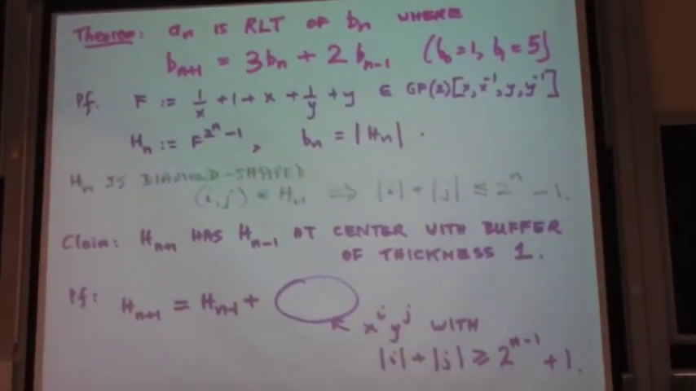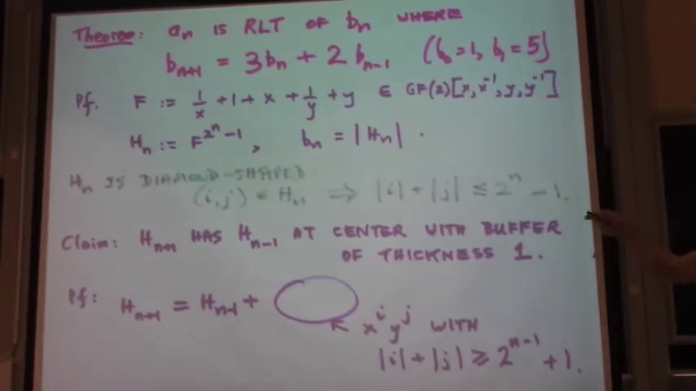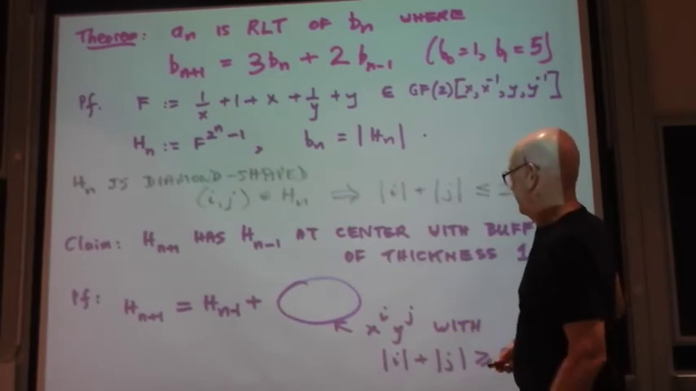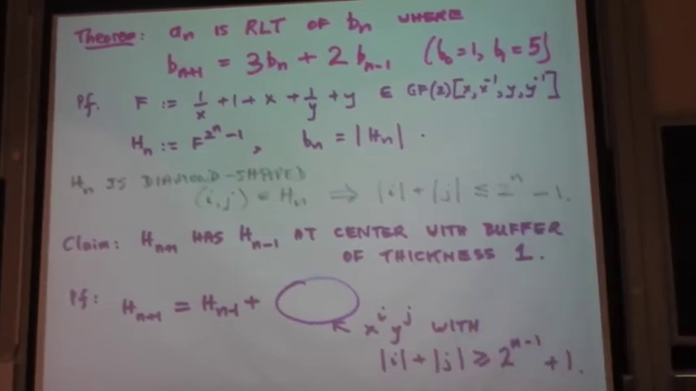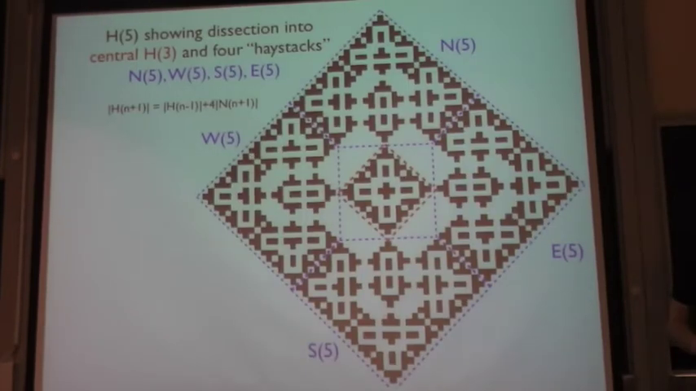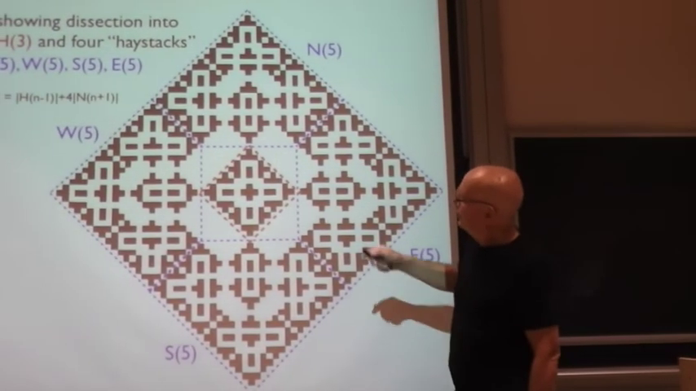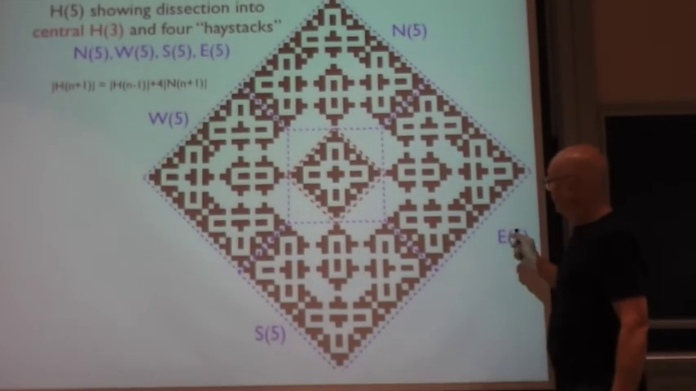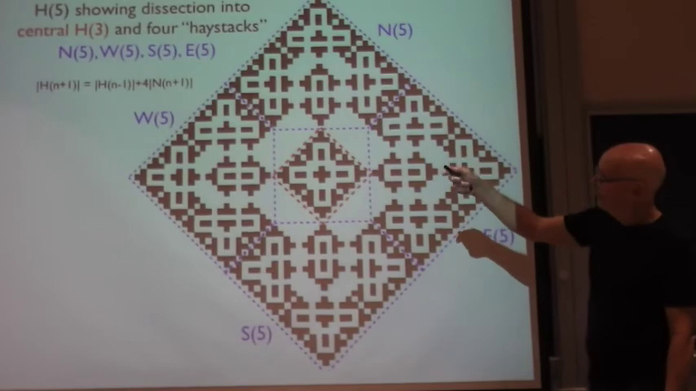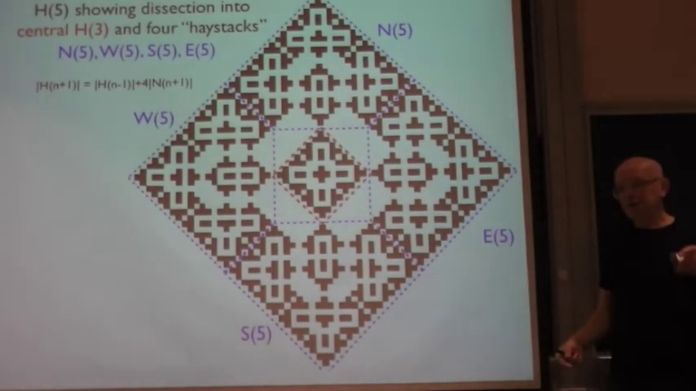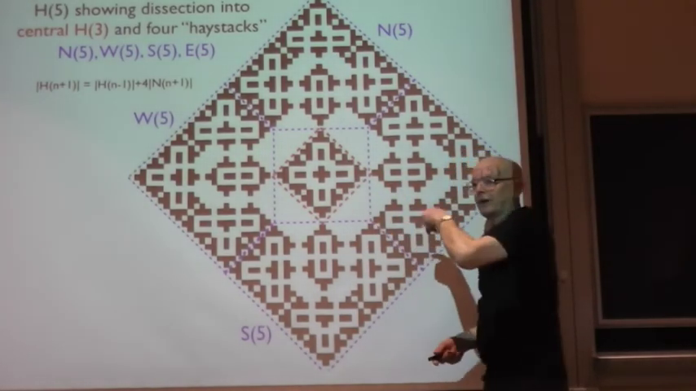So the theorem is that, indeed, we can prove the recurrence, and I will skip most of the details. Here's the decomposition, the dissection into a central copy of 2 generations earlier, and the 4 haystacks that I call north, west, south, and east. They're symmetric under the action of the rotation group, and I have to prove that we can decompose the H of 5 into disjoint copies. You have to be careful to ensure that they're disjoint, so there's no cancellation.